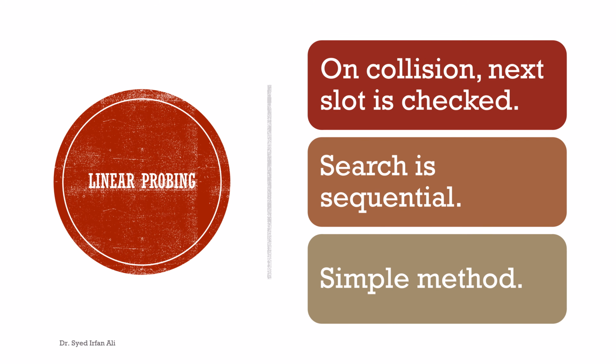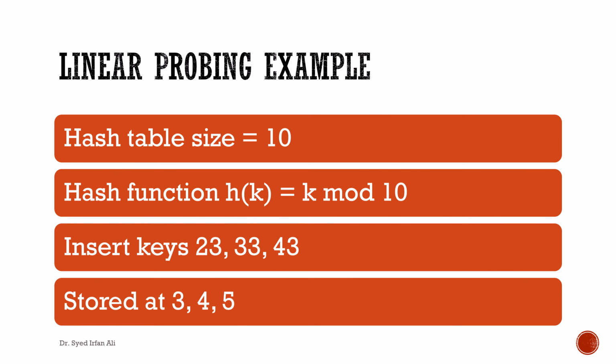Now let us move to linear probing, which is a type of open addressing. In linear probing, when a collision occurs, we check the next index one by one, sequentially, until an empty slot is found. This method is very simple and easy to understand. Let us understand linear probing with an example. Hash table size is 10. Hash function is h of k equals k mod 10.